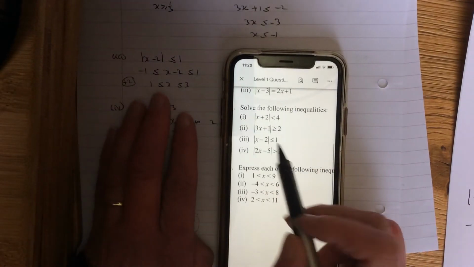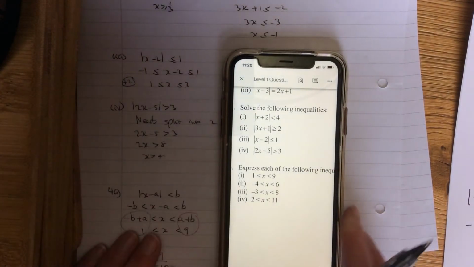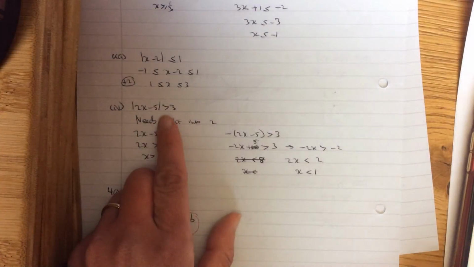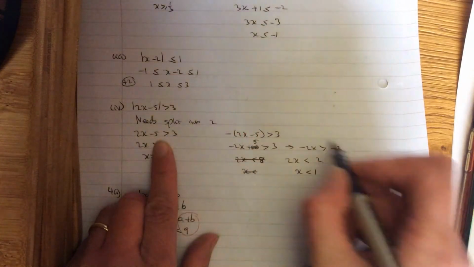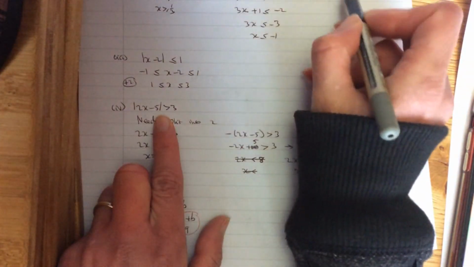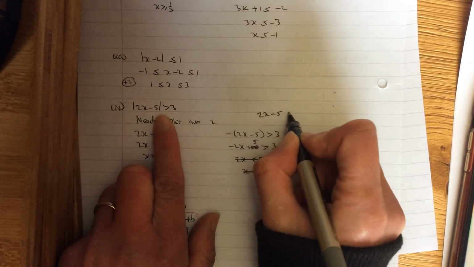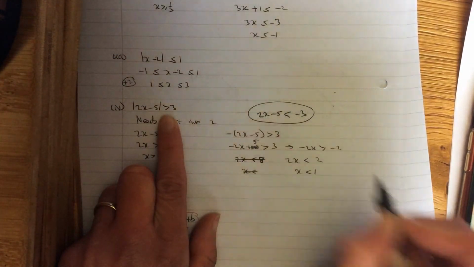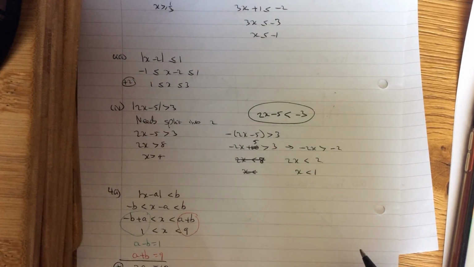Part 3. So again, that means in between 1 and minus 1. And just add 2 to each. This is a split one. So split it that way, or you can just do it the quick way that I did earlier on. So the quick way of doing that is 2x minus 5 is under minus 3. It's just your own choice, whichever way you want to do that one, but you will get the same answer either way.